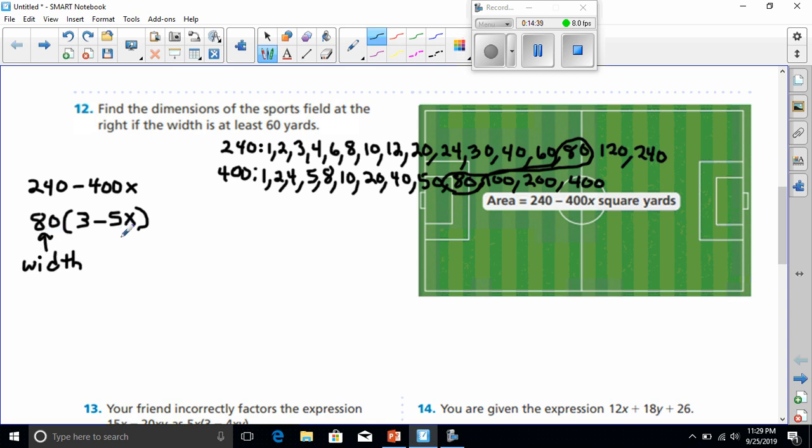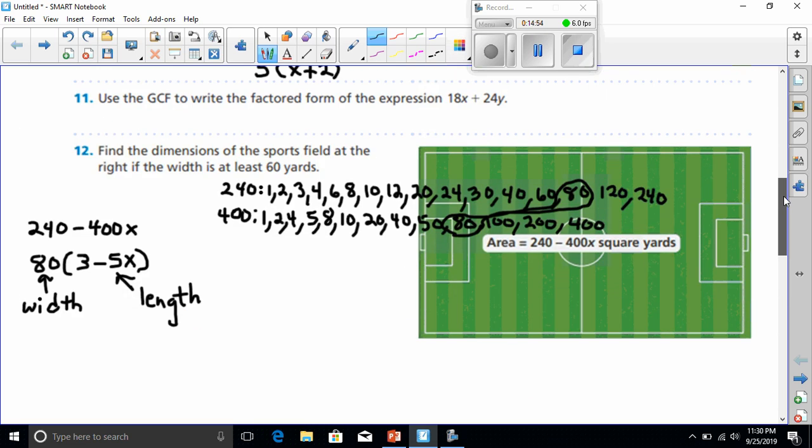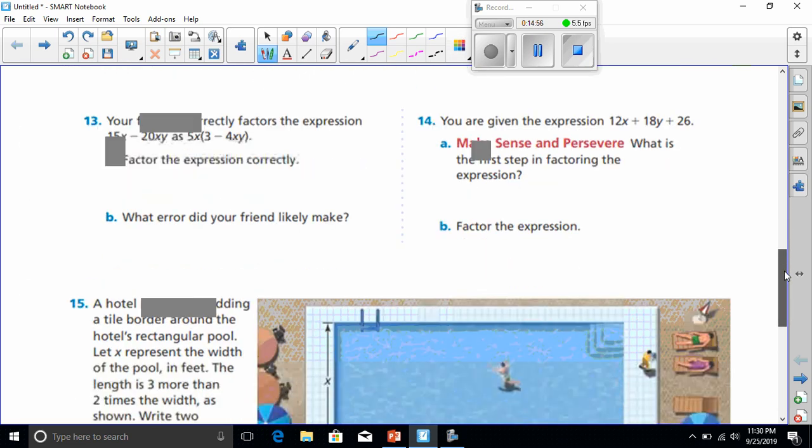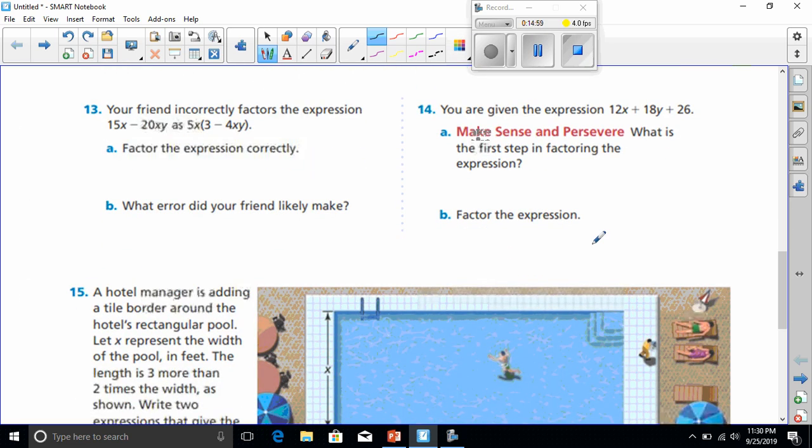And the length is 3 minus 5x. All right, so that was number 12. Let's go to number 14. You are given an expression: 12x plus 18y plus 26. It says make sense and preserve. What is the first step in factoring this expression?